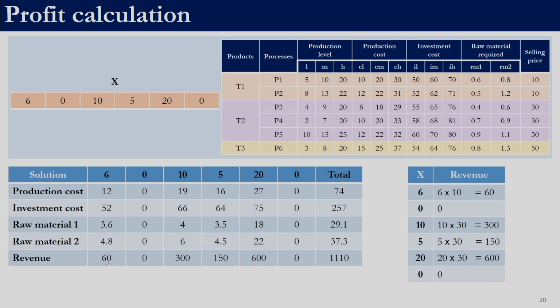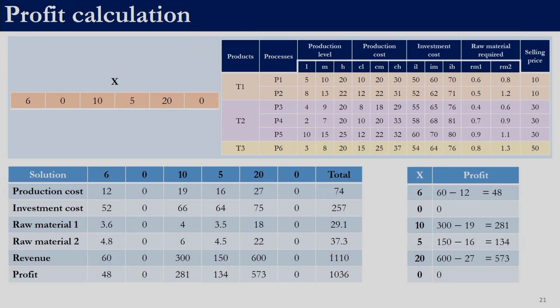So, then we can calculate the revenue. Again we have written this directly 6, 0, 10, 5, 20, 0, and this is the selling price per unit. So, 10, 0 into 10, 30 three times, 30, 30, 30. So, this is the revenue earned by selling 6 units from process 1. For process 3 we are producing 10 units. Each unit the selling price is 30. So, we get a revenue of 300, and so on. If we sum this up, this will come as 1110, that is what is given over here.